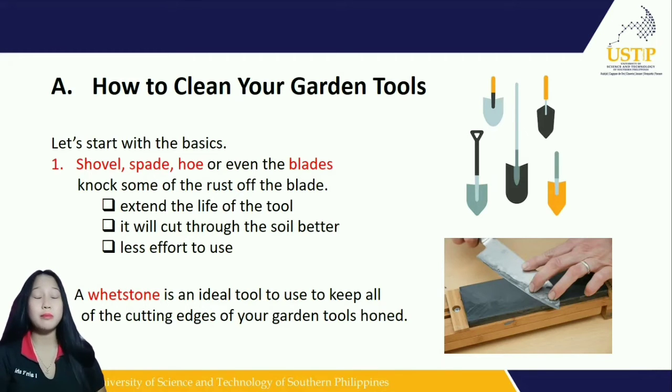So let's start with the basics. First, shovel, spade, hoe, or even the blades. Knock some of the rust off the blade. So this is to extend the life of the tool.